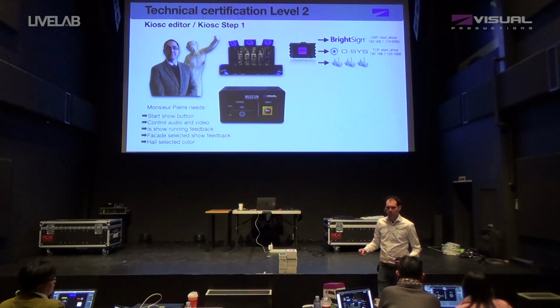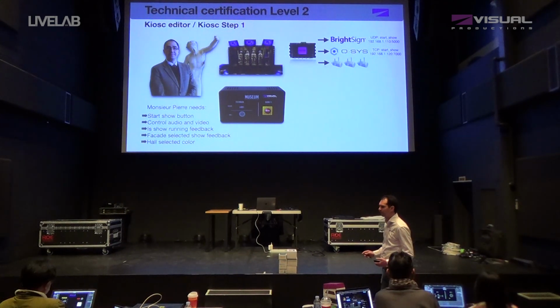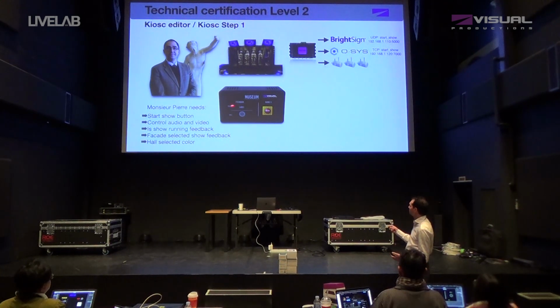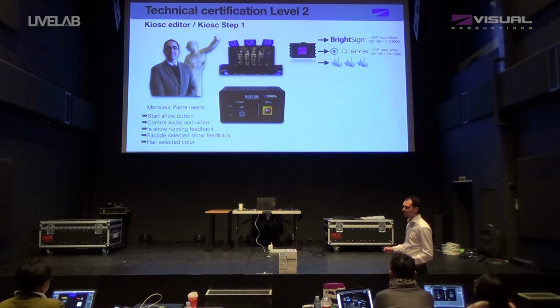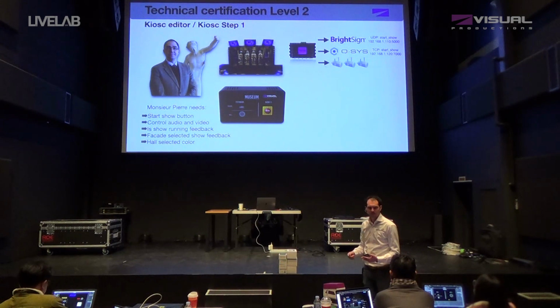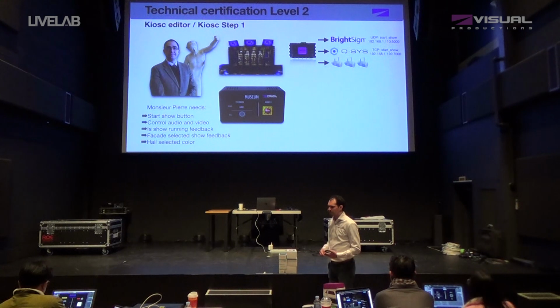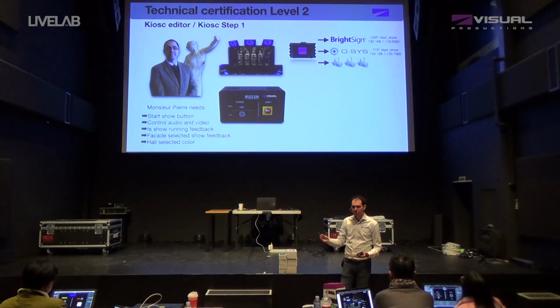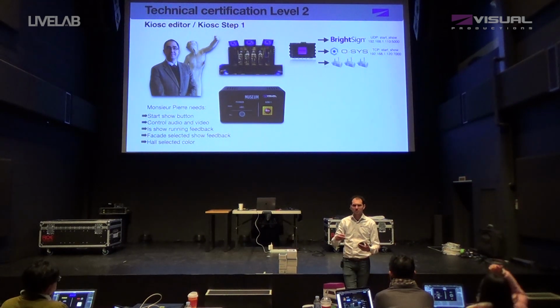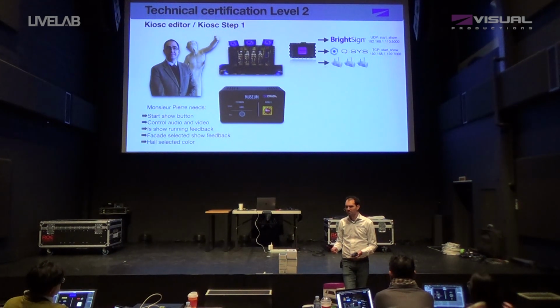So we're going to start to do some programming. The first thing, we're going to use this label to display the name of the show that is playing on the facade. So to do that, we need the cue cord to send to the kiosk touch what is the name of the cue playing.